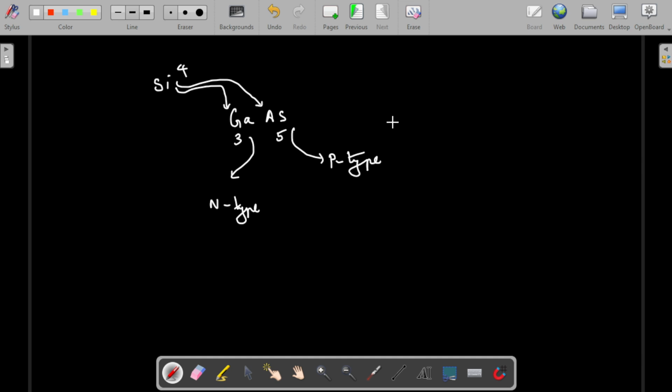Even in GATE 2015, I think there were two questions asked on this. I think it was an MSQ or a multiple choice question, I'm not sure, but I am pretty sure that this question was already asked. So when a silicon atom replaces the gallium side, it will become n-type. If a silicon atom replaces the arsenic side, it will act as p-type. So this is one of the very important things that you guys have to remember.